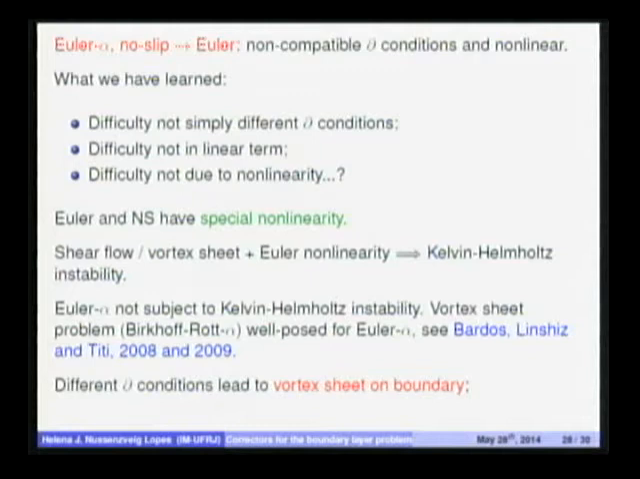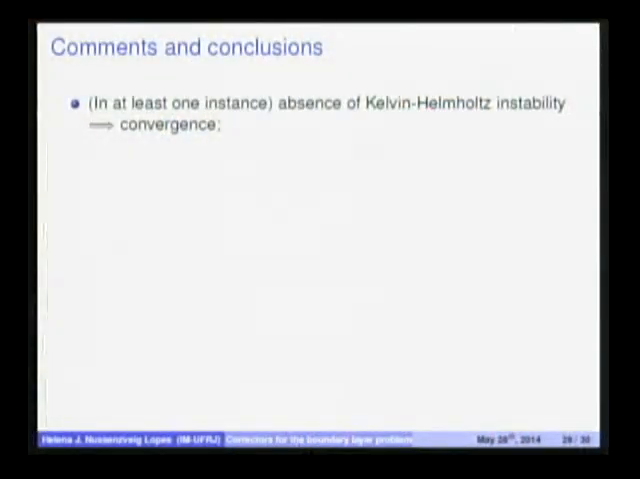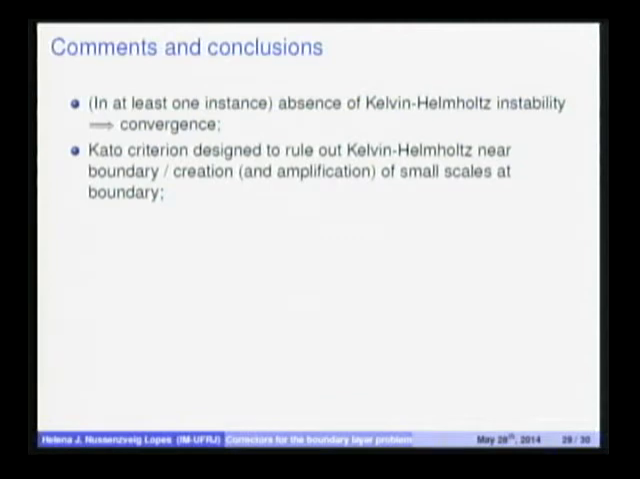Now, the different boundary conditions lead naturally to a vortex sheet on the boundary. And this is why the absence of the Kelvin-Helmholtz instability is relevant. That's an explanation of why we actually do get the convergence for Euler alpha, or at least my point of view. So in at least one instance, we've shown that the absence of Kelvin-Helmholtz instability leads to convergence. The Kato criterion is designed to rule out the Kelvin-Helmholtz kind of instability near the boundary, or if you want, the creation and amplification of small scales at the boundary.